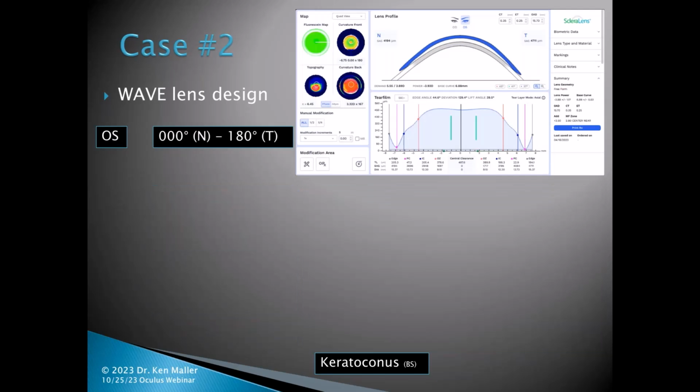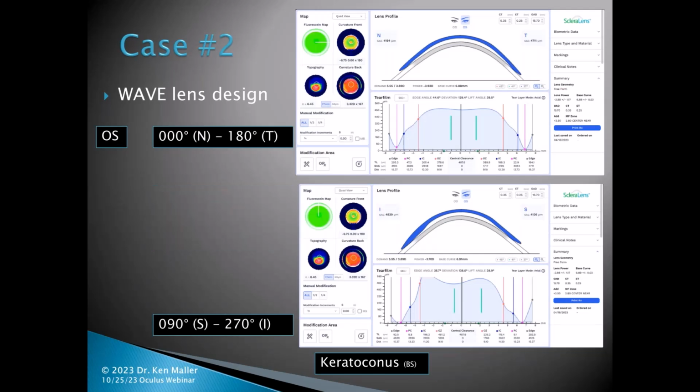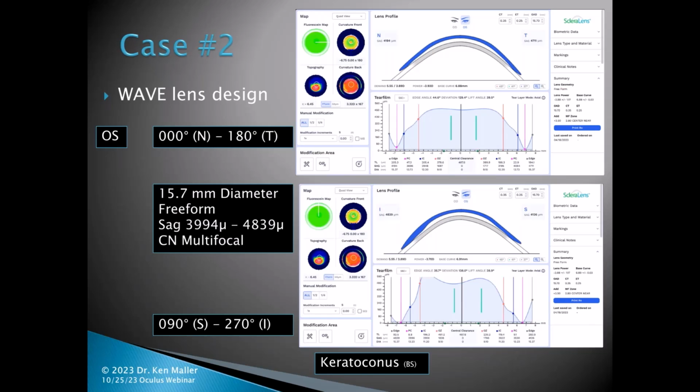On the left eye, once again, the horizontal cross-section on the top and the vertical cross-section on the bottom. My choices here were a 15.7 millimeter diameter, freeform again. Sagittal depth, a little bit larger difference between the extremes on this one, at about 800 to 900 microns of difference there. And again, a center near multifocal.